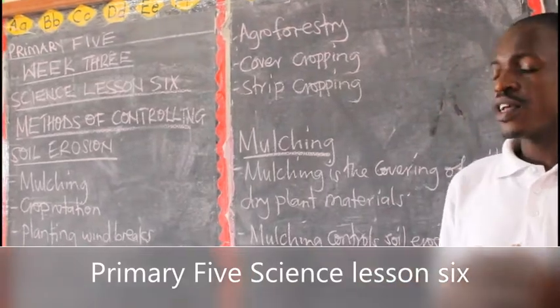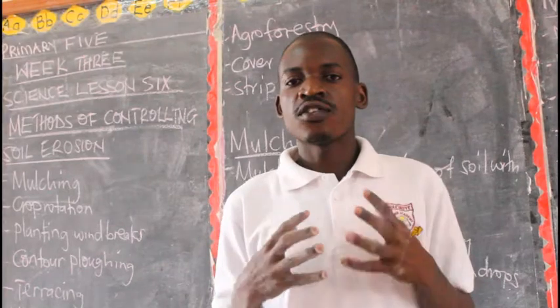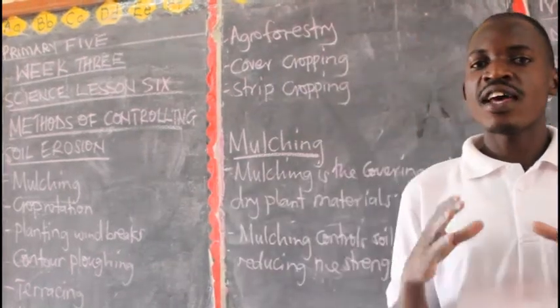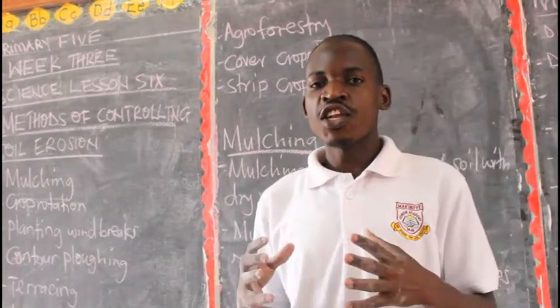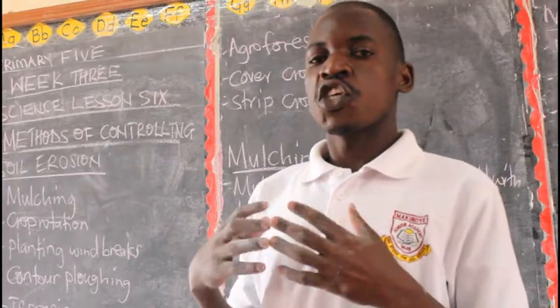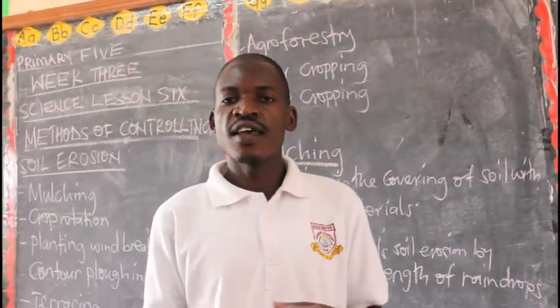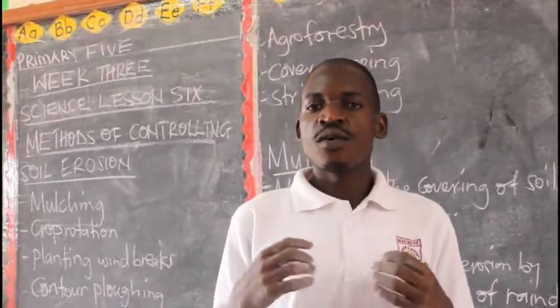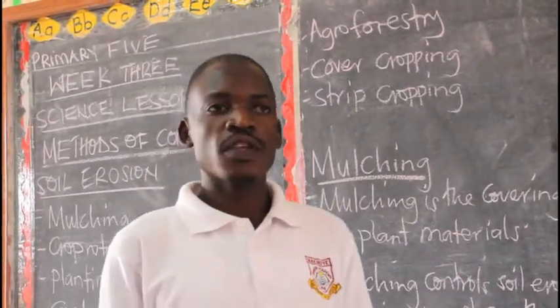Last time, in the previous lesson, we talked about types of soil erosion, where we said that there are 6 types of soil erosion. These were raindrop soil erosion, sheet erosion, rill erosion, gully erosion, riverbank erosion, and wind erosion.